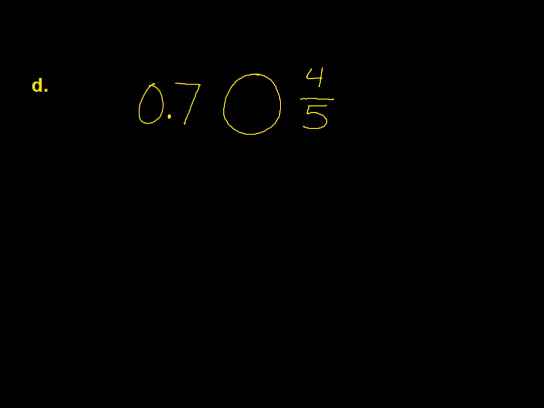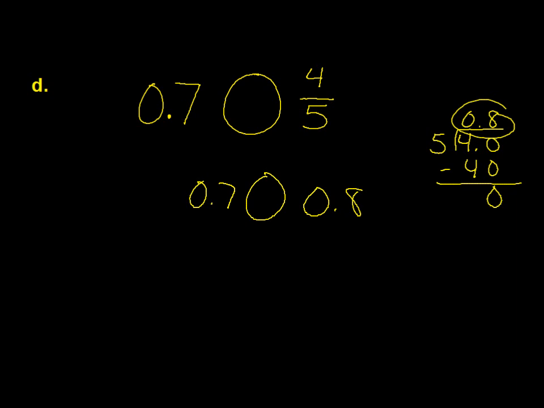Letter D. Pause the video, come on back. Boy, they seem to be getting easier and easier. So the left-hand side is already done for us, so we can just bring down 7/10. And on the right-hand side, we need to convert the fraction 4/5 into a decimal number like so. So the sign that goes in the box, 7/10, is less than 4/5.